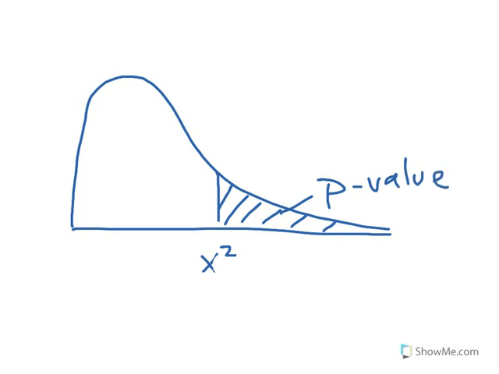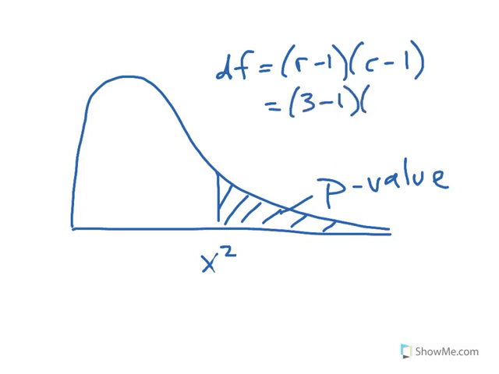Okay? The degrees of freedom in this case are going to be the product of the rows minus 1 times the columns minus 1. So in our case with our wine example, we would have 3 minus 1 times 3 minus 1, or 4 degrees of freedom. So a slightly more involved degrees of freedom calculation only because it has to have both the rows and columns accounted for.